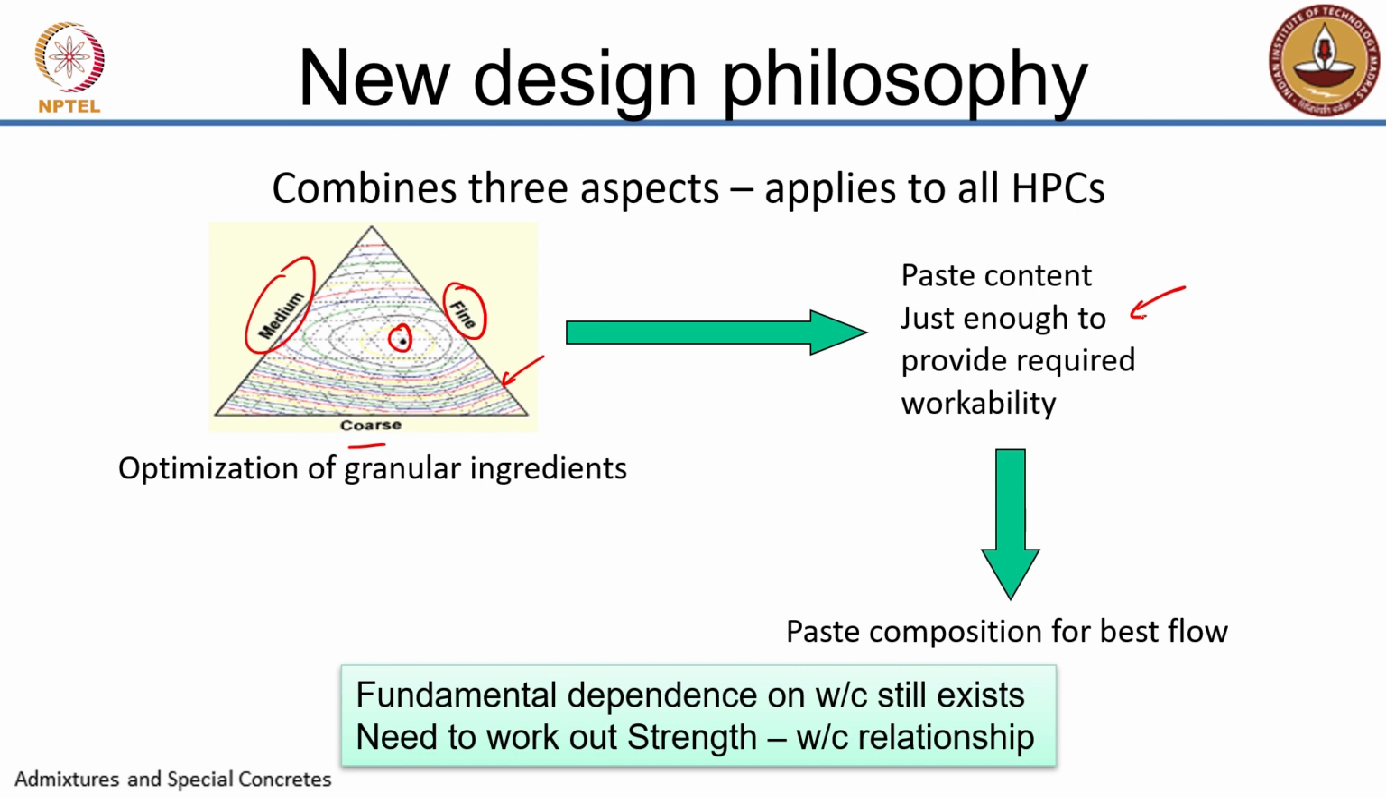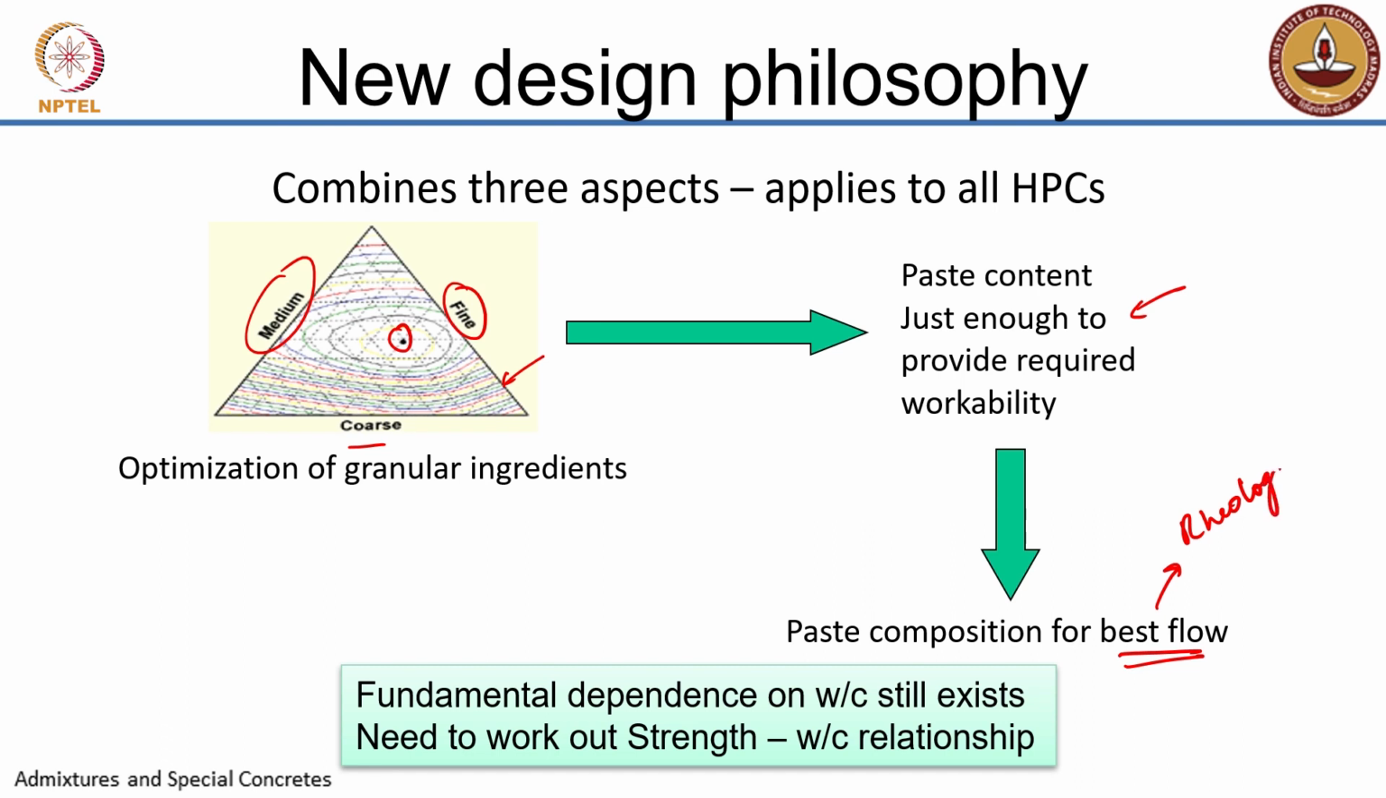lot of aggregate in the system because you need the paste to get you the packing. You can't get that by just using aggregates alone. But nevertheless, paste content should be just enough to provide adequate workability. You don't want to have excess paste in your system unless you want flowing properties, which we'll discuss later in self-compacted concrete.